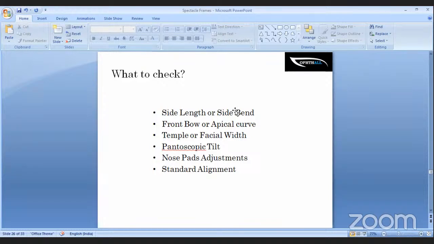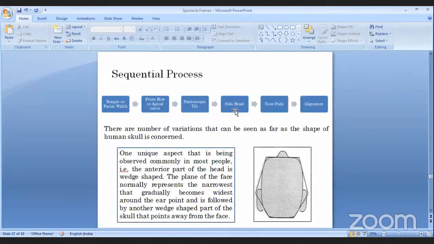There is a process of checking the fitting on the wearer's face. It follows a sequential process. First, in an ideal scenario, you must see the temple width or facial width. Temple width means the distance between the two sides. It must conform to the facial width of the user.